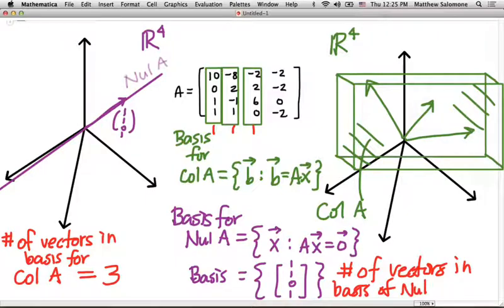The number of vectors there were in the basis for a null space of our matrix, well, there was just this one. Why is that not surprising?